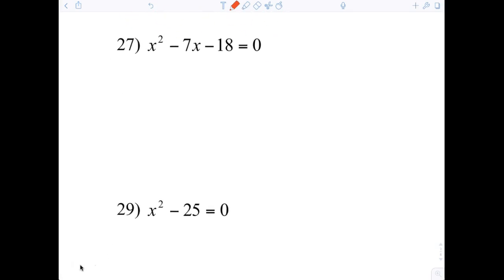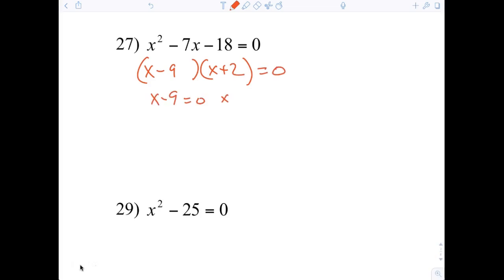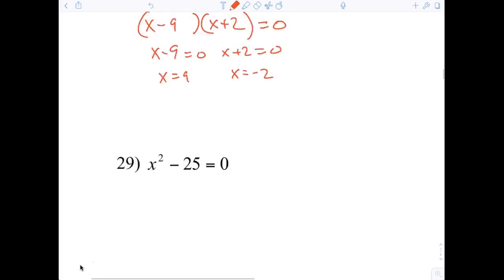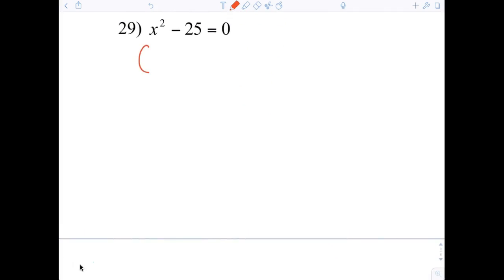Okay, now on question number 27. All right, that should be a pretty easy one to factor. So we're factoring that into x minus 9 and x plus 2. So x minus 9 equals 0, x plus 2 equals 0. So x is equal to 9, or x is equal to negative 2. Any issues? All right, moving on to 29.